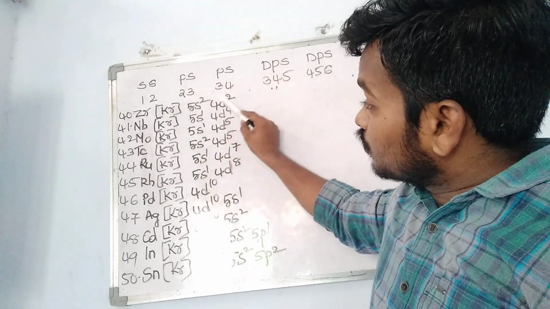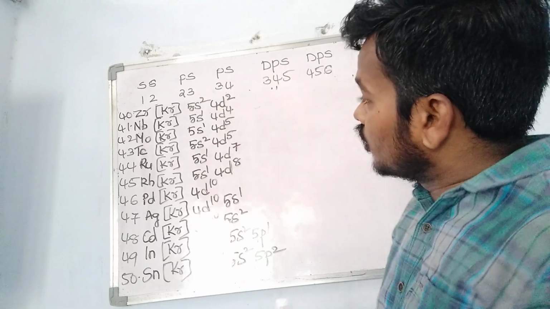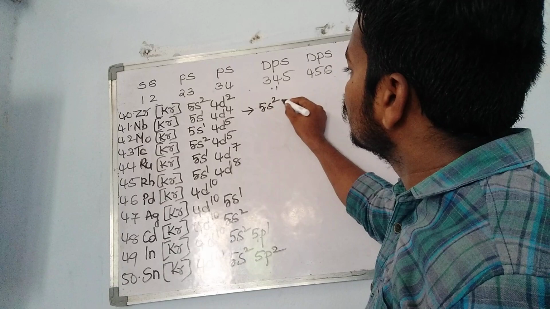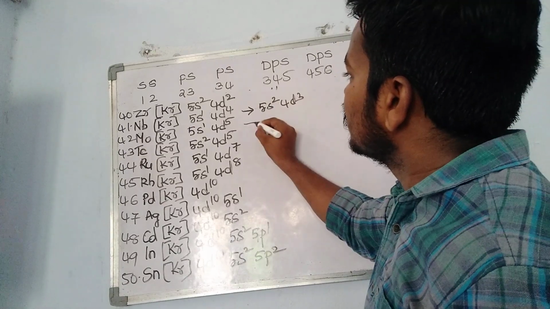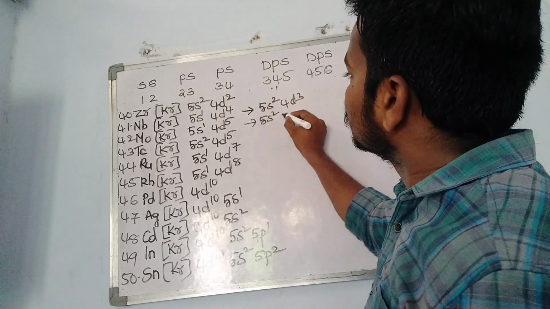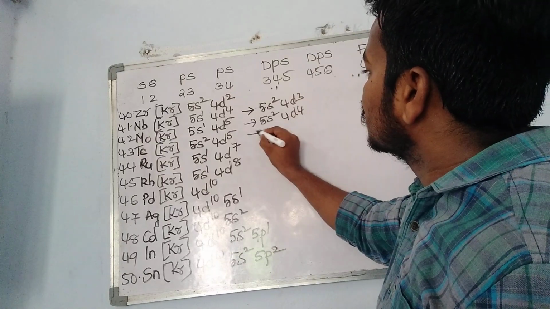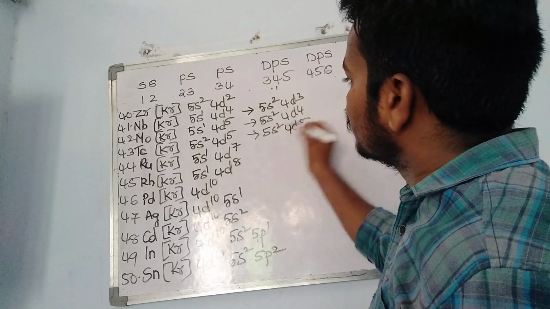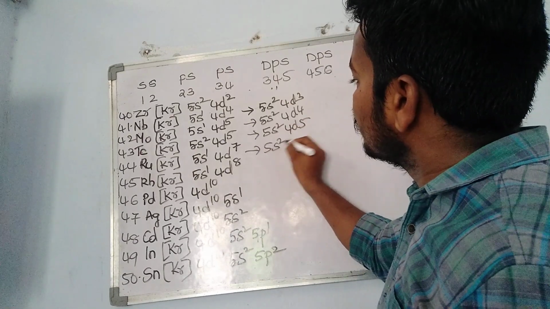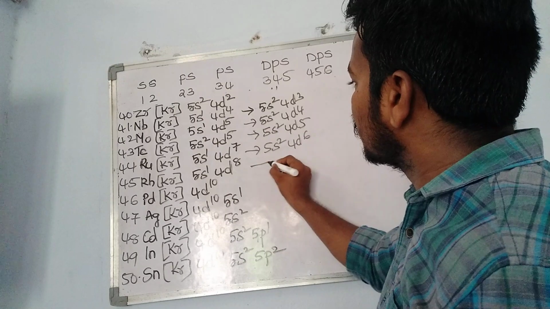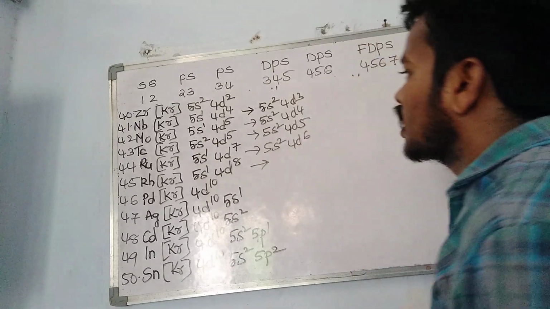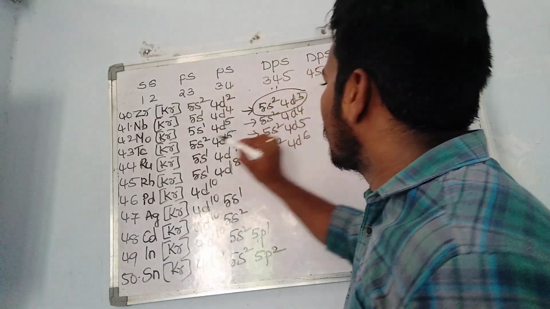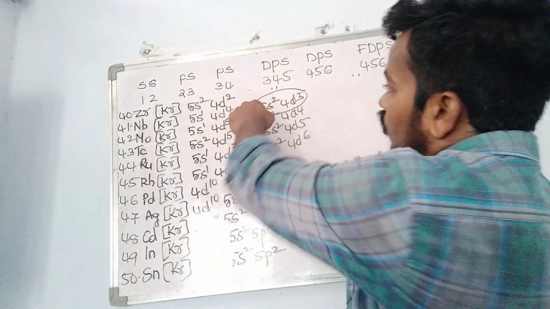Next, after the 5s2 4d2, the electronic configuration should be 5s2 4d3. Then what will be there, 5s2 4d4 should be there. Next, 5s2 4d5 should be there. Then 5s2 4d6 should be there. Like this only it should be. But as you observe, we are not writing 5s2 4d3; we are writing 5s1 4d4.